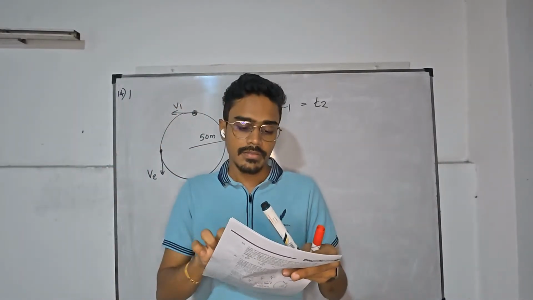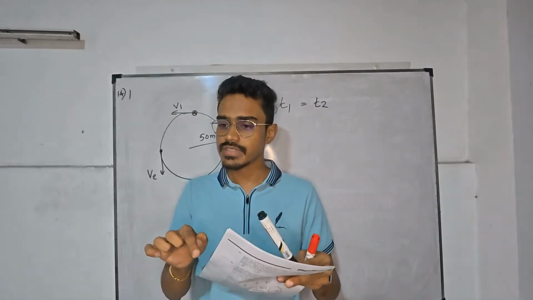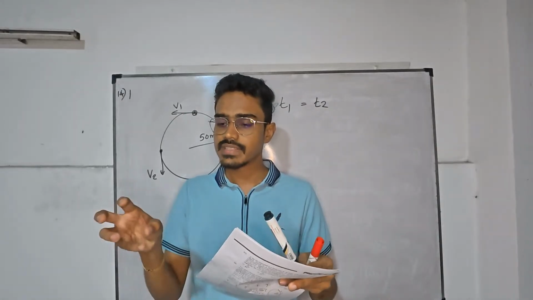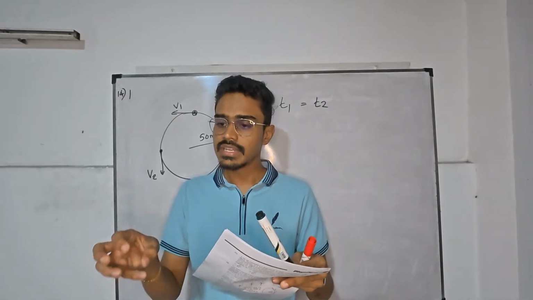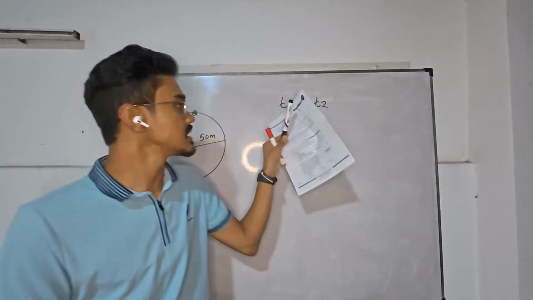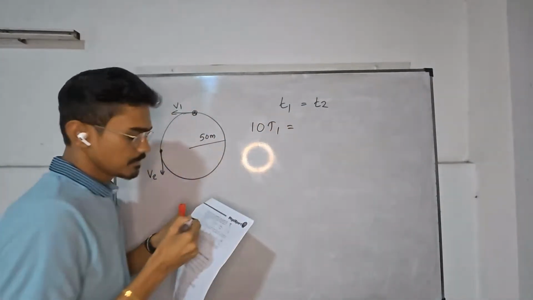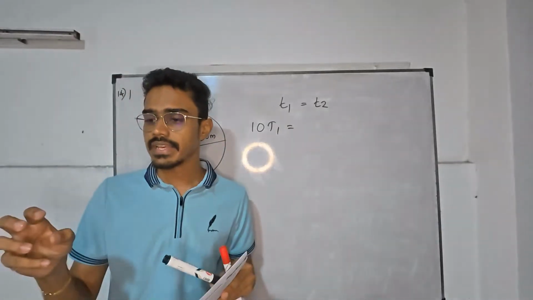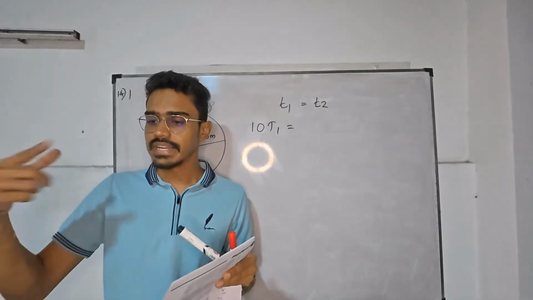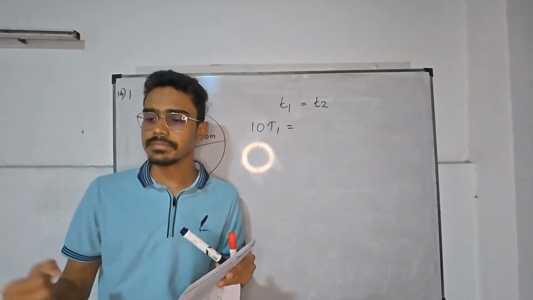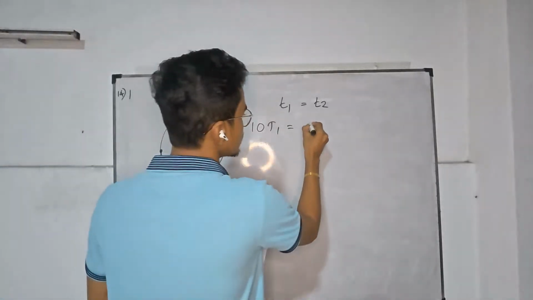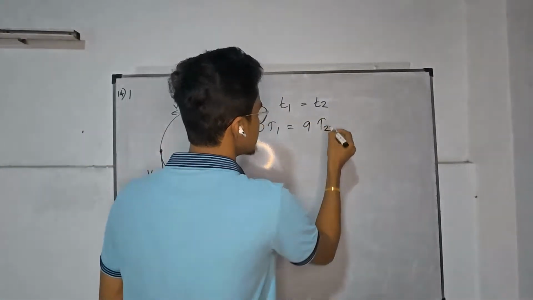Now, if the first one completes 10 rounds, let's assume its periodic time as T1, then the time should be 10 T1, because periodic time is the time taken for a complete cycle. If 10 cycles, then 10 times the periodic time. For the other one, let's assume its periodic time as T2, so 9 T2.